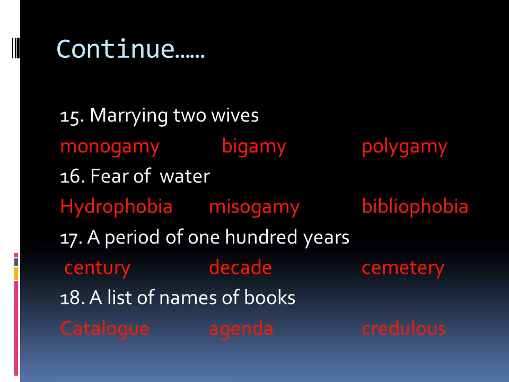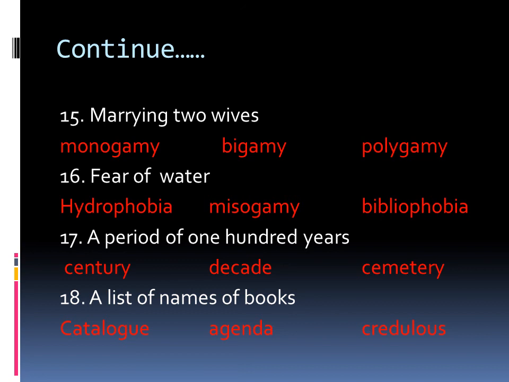A period of 100 years. Can it be decade? No. Decade means a period of 10 years. Can it be cemetery? No. It is a place where the dead are buried. Yes, century. Period of 100 years.